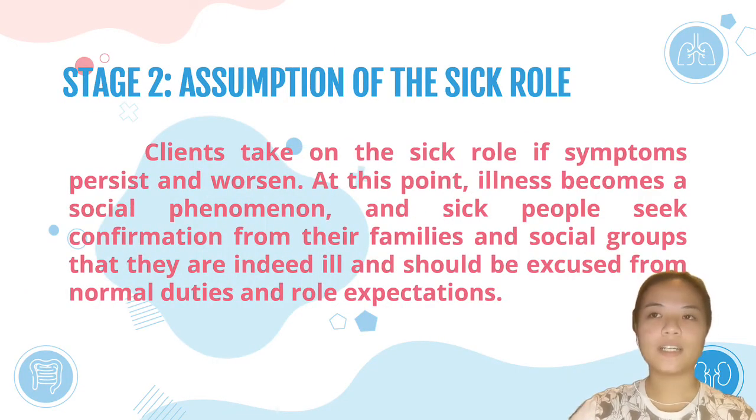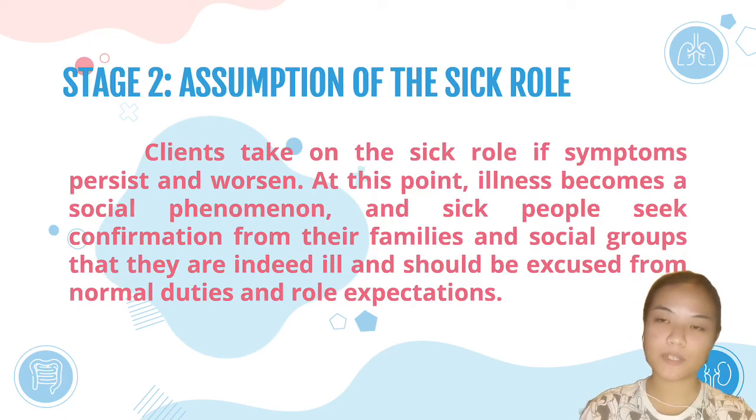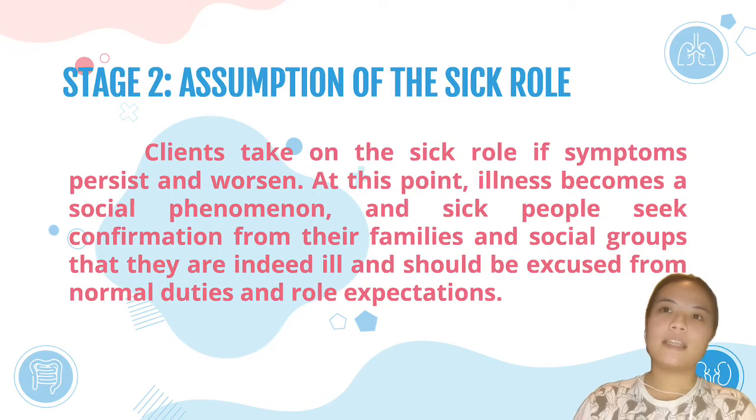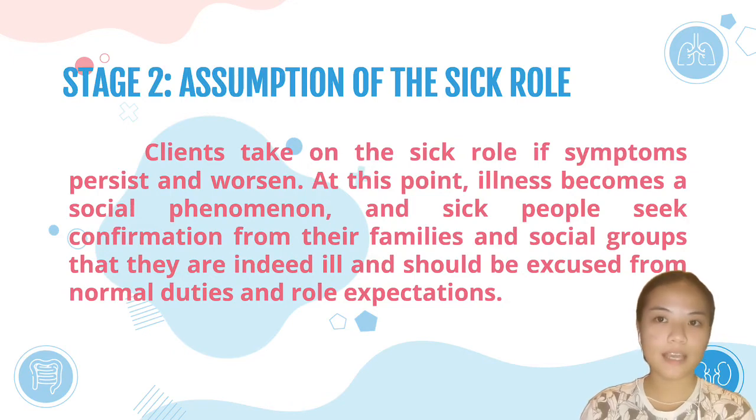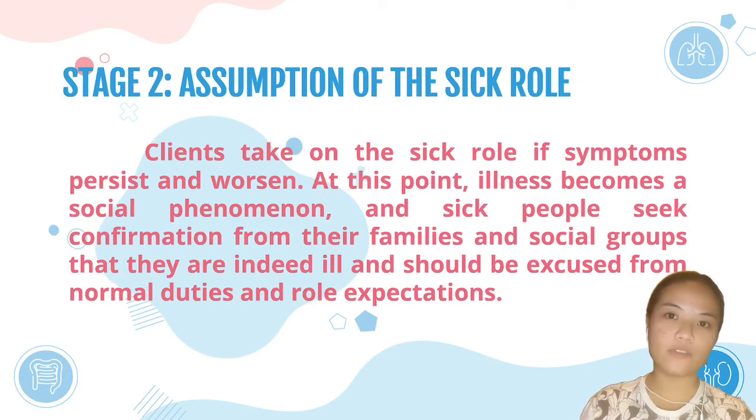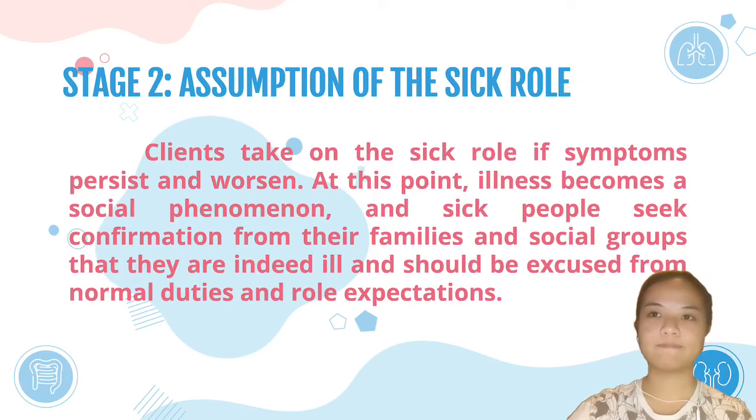Stage 2, assumption of the sick role. Clients take on the sick role if symptoms persist and worsen. Now, at this point, illness becomes a social phenomenon, and sick people seek confirmation from their families and social groups that they are indeed ill and should be excused from normal duties and role expectations.